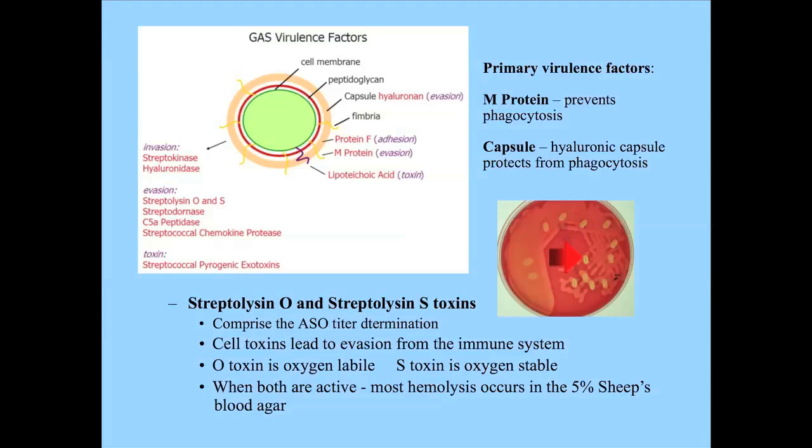How this all works is streptolysin O is oxygen labile, and streptolysin S is oxygen stable. If you have a group A strep streaked onto this agar plate and you stab into the agar, the areas with the more intense hemolysis are areas where both the O toxin and S toxin is being demonstrated. The areas of less hemolysis are where only the S toxin is being demonstrated. This streptolysin O and streptolysin S toxin formation by the beta strep group A also comprises the ASO titer, which is important in many diseases.